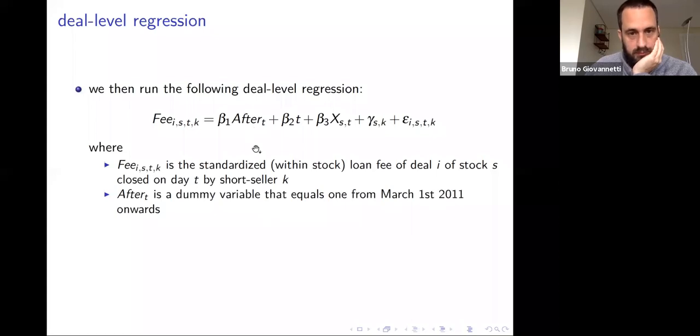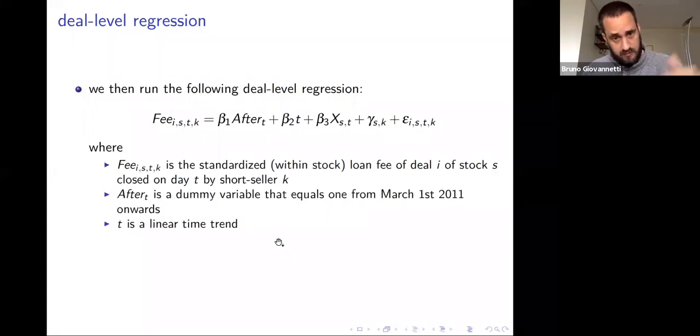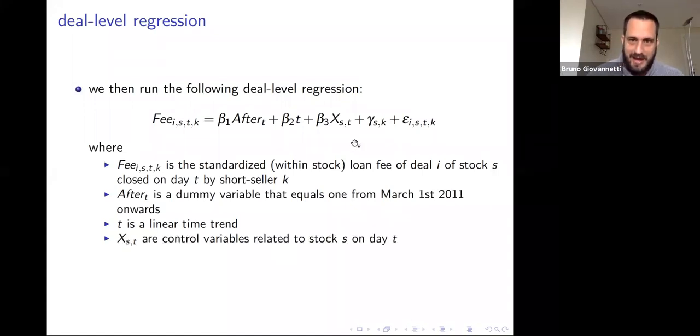to capture a possible change in levels of the average loan fee. T is a linear time trend. Maybe loan fees were going down during the whole period. We do not want to confound that with the benchmark effect, so we control for a time trend. And X are control variables related to stock S on day T, like past returns, past volatility, like Bollinger Bands, variables that may capture changes in the market for the stock in this period.